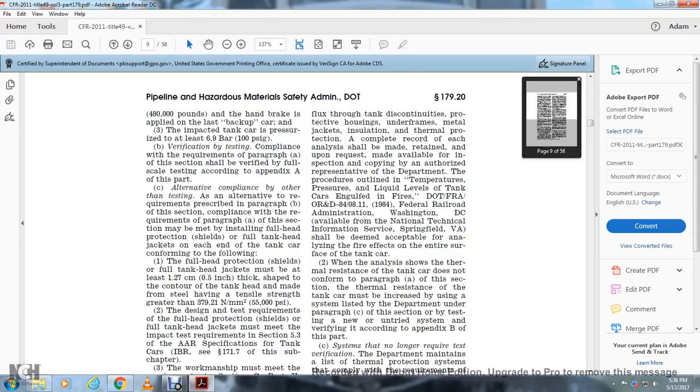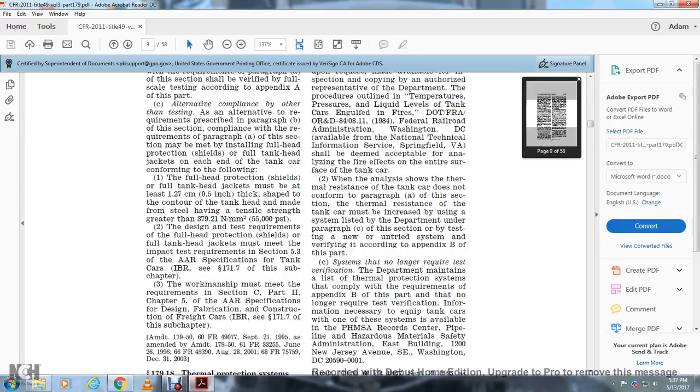Protection of the full tank head with the jacket of the shell. Each end of the tank car must conform with the following. The full head protection shield with the full head jacket must be at least 1.27 centimeters, or a half inch, thick. It should be contoured to the tank head, made with steel having a tensile strength greater than 379.24 newtons per millimeter squared, or 55,000 psi. The design and testing requirements for the full head protection shield for the full tank head jackets must meet the impact testing requirements of section 5.3 of the AAR specification.